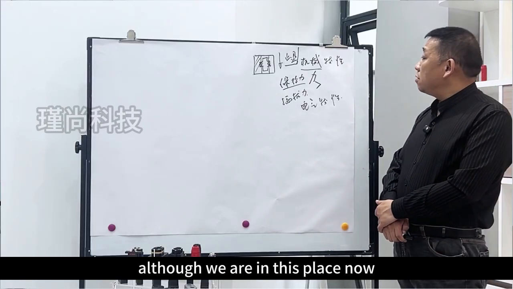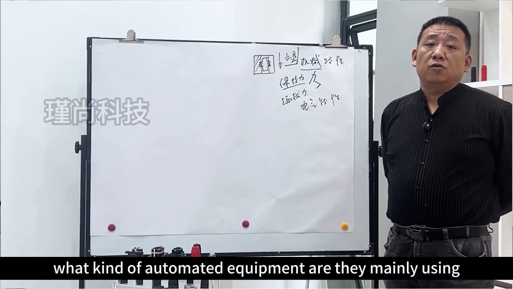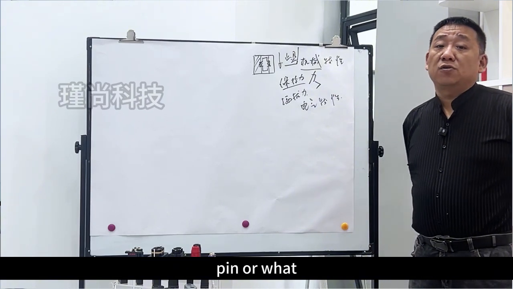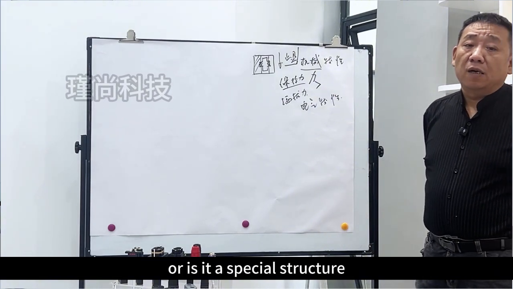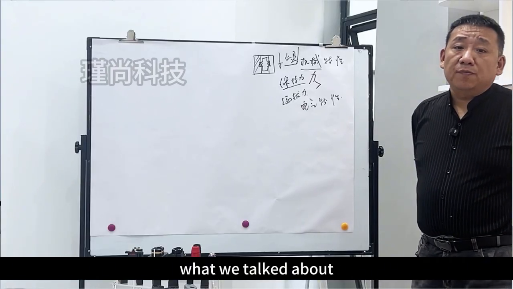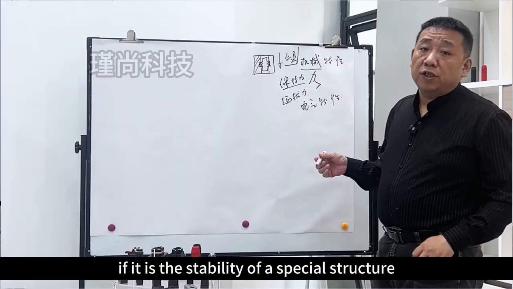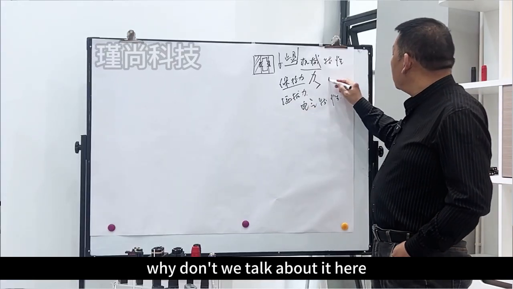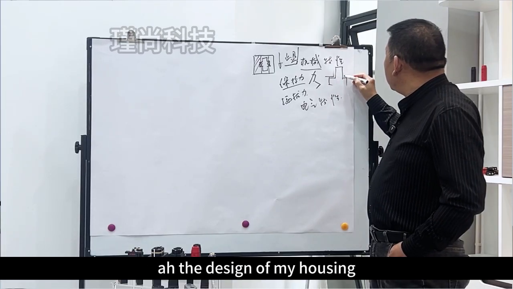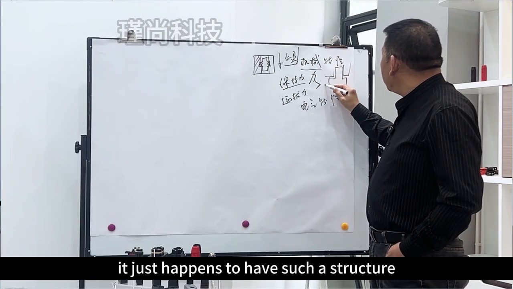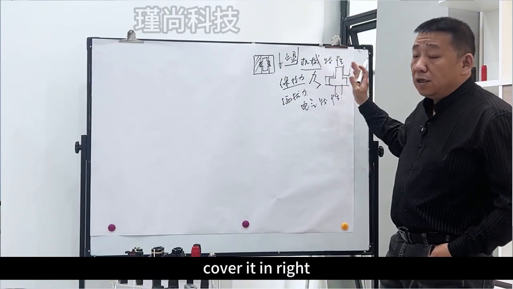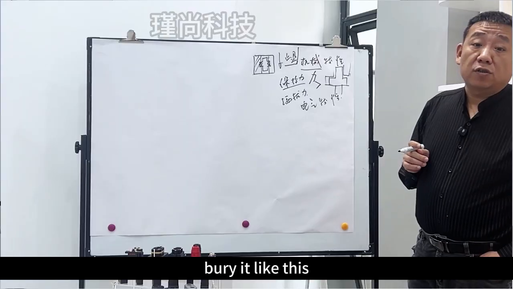What kind of automated equipment are they mainly using? To do a pin, or is it a special structure to hold it in there? What about the process? What we talked about: if it is the stability of a special structure, why don't we talk about it here? For example, a needle like mine, the design of my housing happens to have such a structure. I'll add another lid later, cover it in, bury it like this.